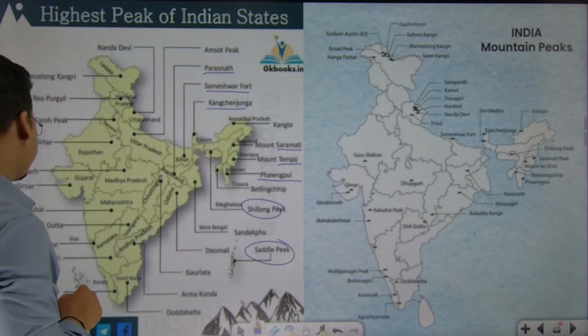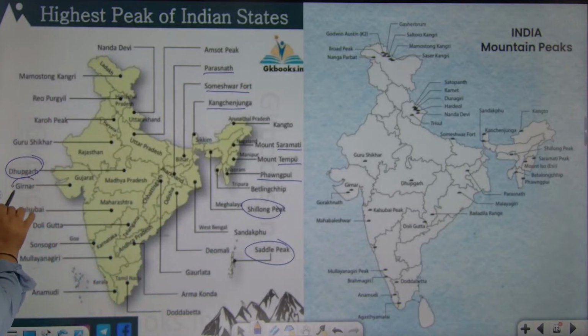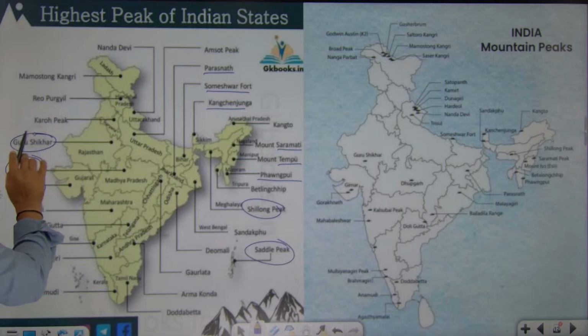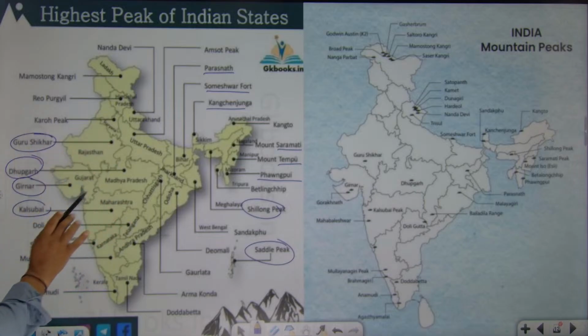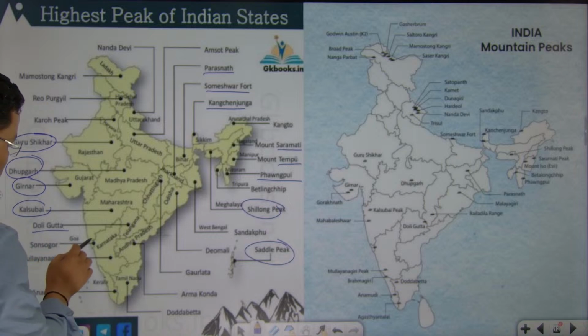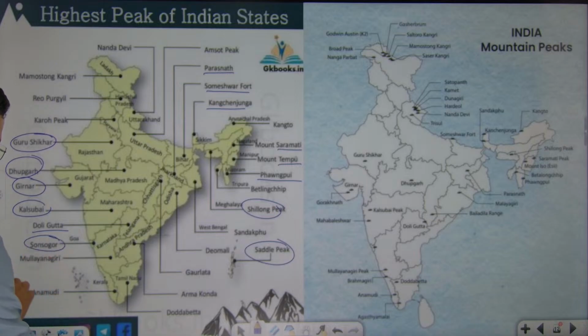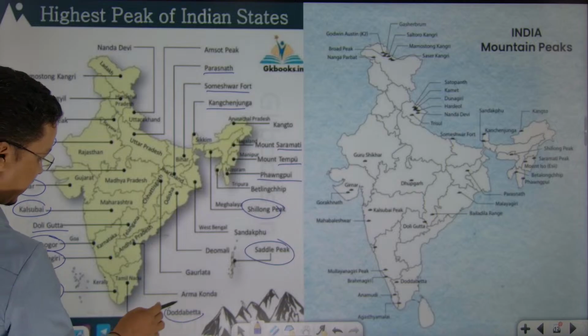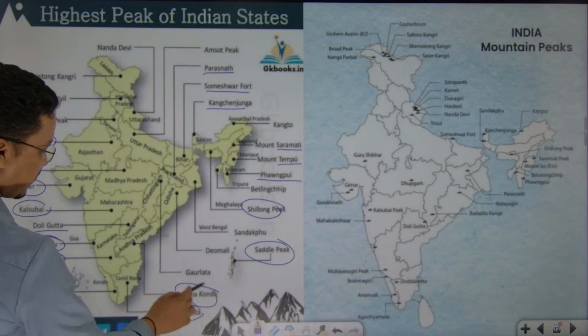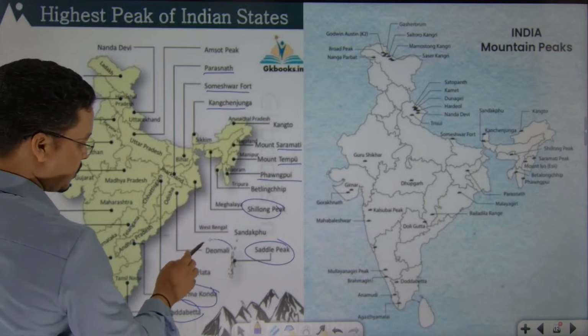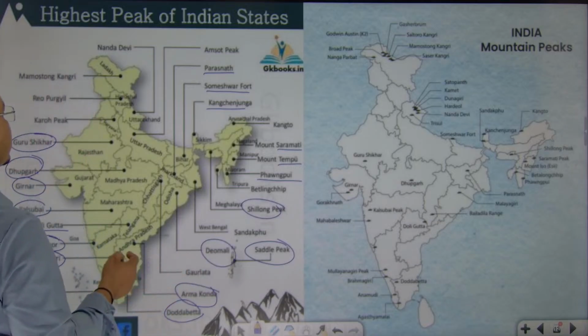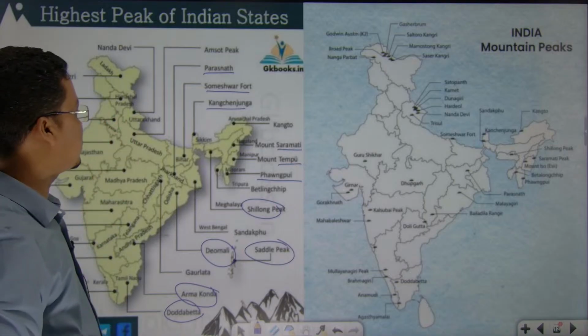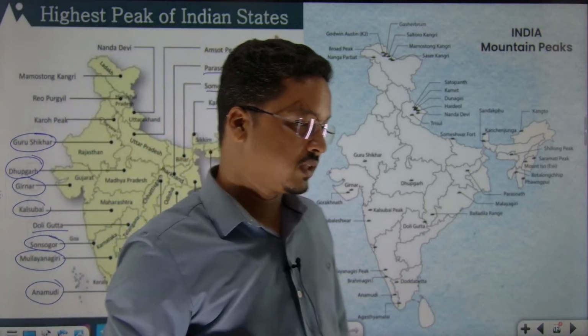And then we will have Madhya Pradesh, Dhupgarh, Girnar in Gujarat, Guru Shikhar in Rajasthan; we have gone through it. Kalsubai, Maharashtra, we have done it. Telangana, it would be Doli Gutta. Goa, it would be Sonsogor. And Mullayanagiri, that is Karnataka. Anamudi, Kerala. Doddabetta, Tamil Nadu. Armakonda, Andhra Pradesh. Devmali, Odisha. Right, these are the important peaks. Nanda Devi is also there in Uttarakhand. So these are the important peaks.